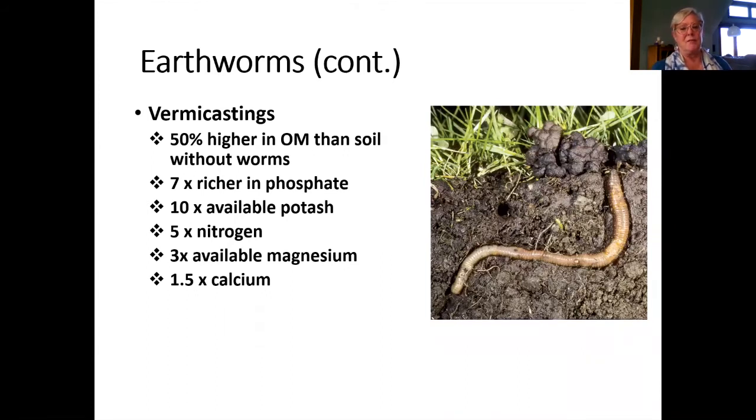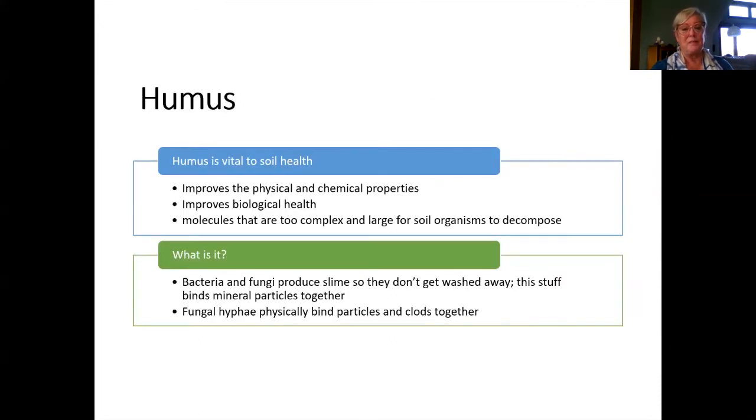Their castings, vermicastings is what they're referred to officially, are 50% higher. Let's put it this way, soils that are rich in earthworms are higher in organic matter than soil without worms because of the actions of earthworms. And then you can see they're much richer in all these other nutrients that plants need as well. So you can see how important the role of earthworms is to a garden and to your soils.